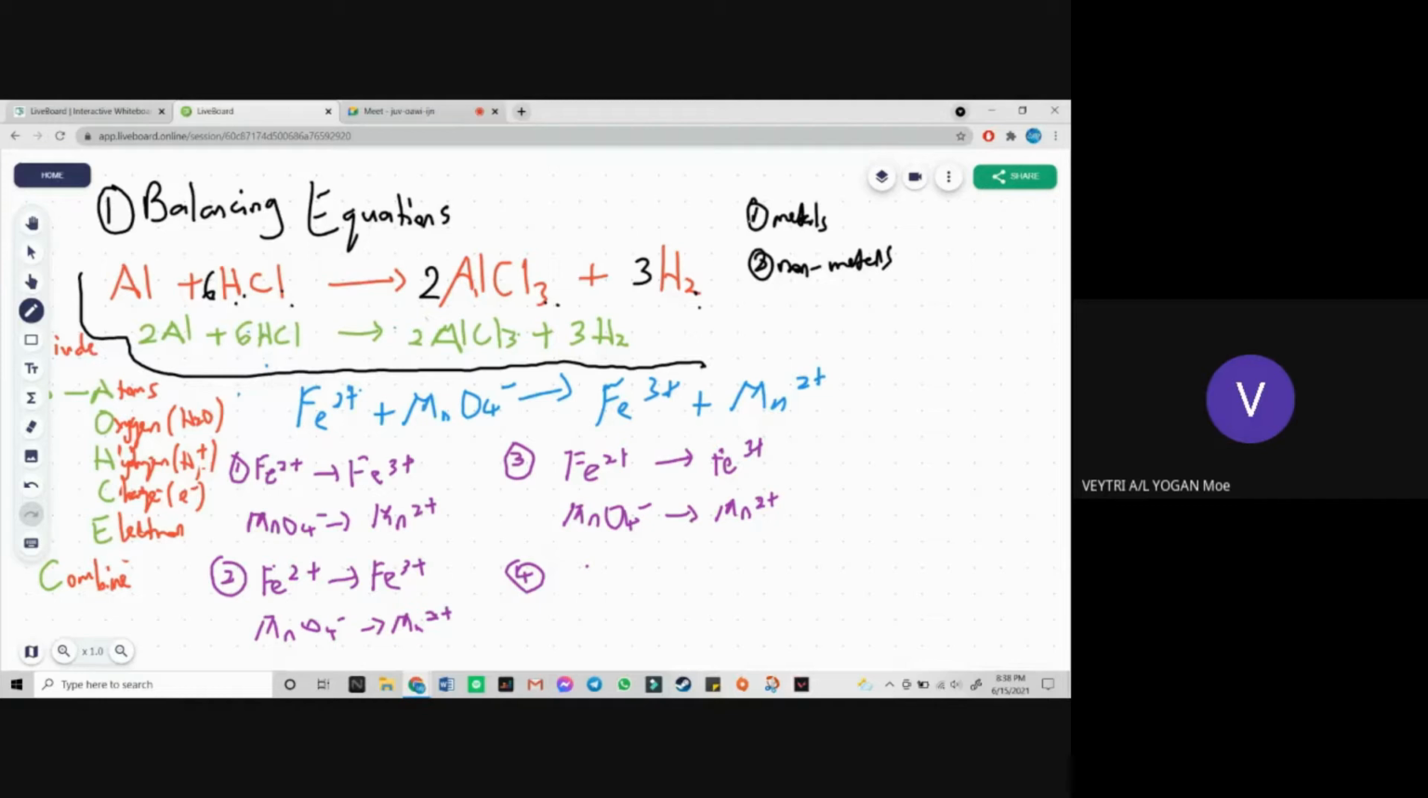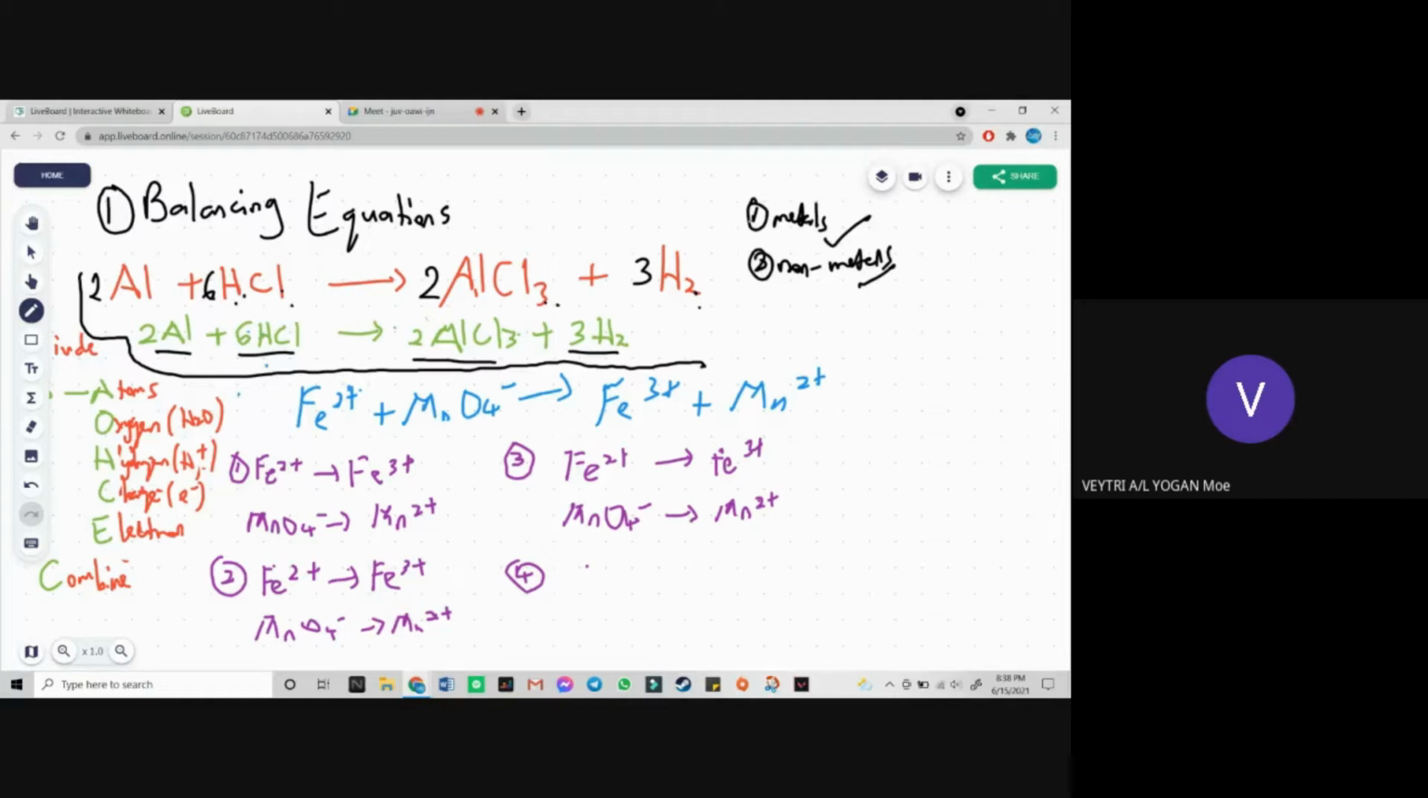Next, you have to look back again at the metal. Non-metals are settled, right? Look back at the metal. Aluminium is 2 on the right, on the left only 1, so just add 2 in front. So you will get 2 aluminium plus 6 moles of hydrogen chloride gives 2 moles of AlCl3 plus 3 moles of hydrogen. That is how you solve basic balancing equations, which do not involve charge.